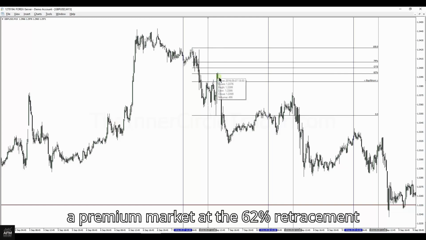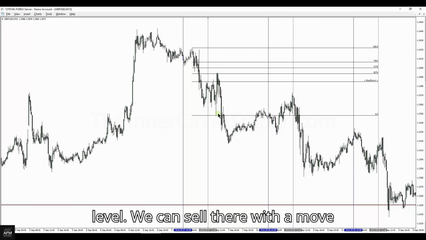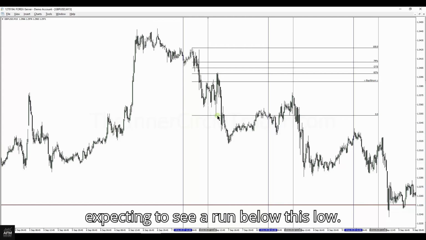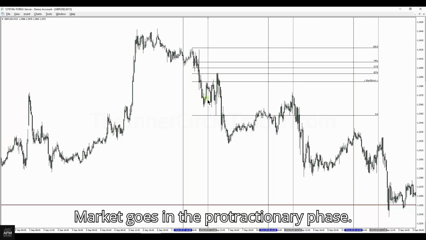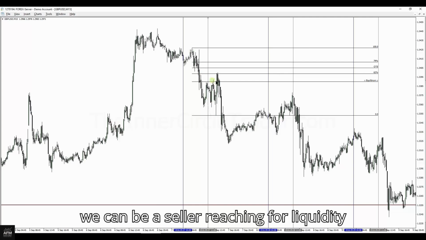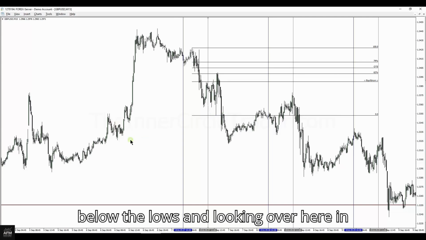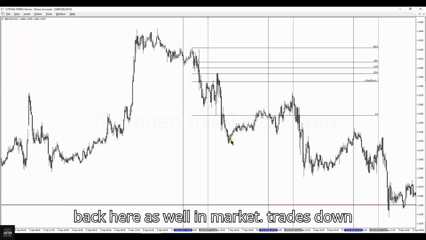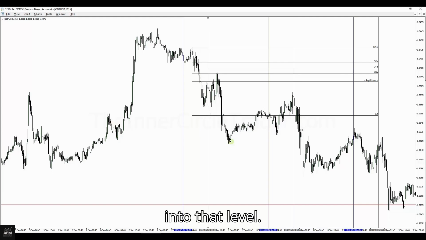at the 62% retracement level. We can sell there with a move, expecting to see a run below this low. Market goes into protractionary phase after an impulse price swing. We can be a seller reaching for liquidity below the lows. And looking over here in previous days, we can find an old low back here as well, and market trades down into that level.